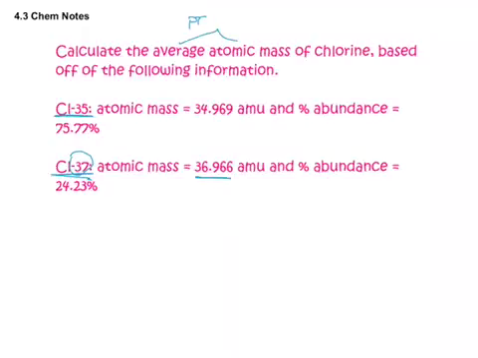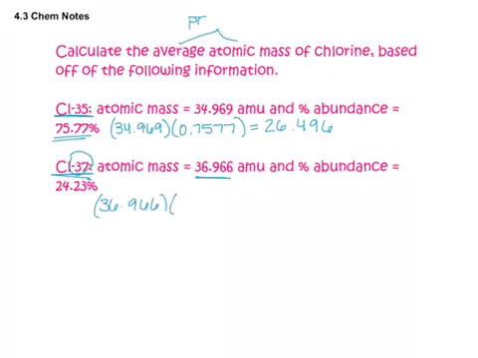So to do this, you take your atomic mass for the isotope, 34.969, and you multiply it by its percent, but you have to take it out of percent form, and it needs to be as a decimal. And when you do that, you'll get 26.496. And then repeat that process with chlorine-37, so 36.966 times its percentage. But remember, you have to put it in decimal form.